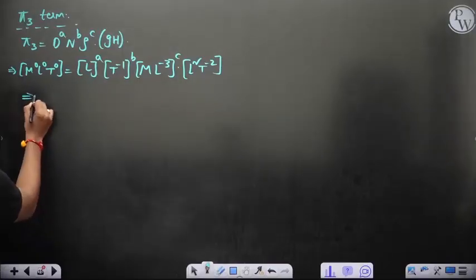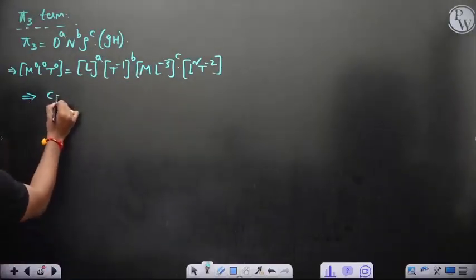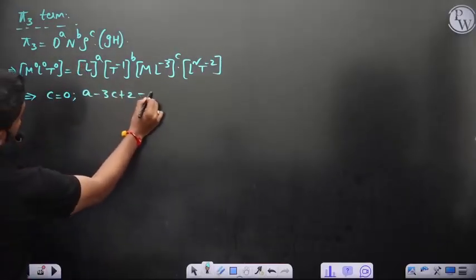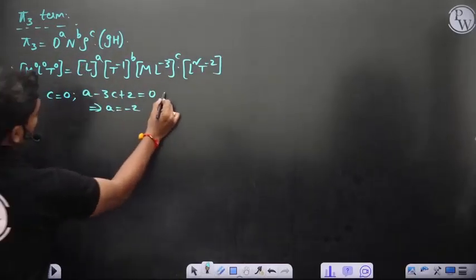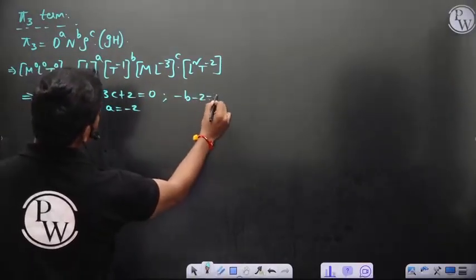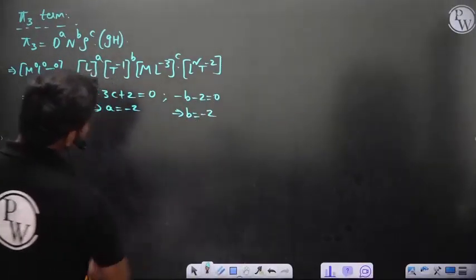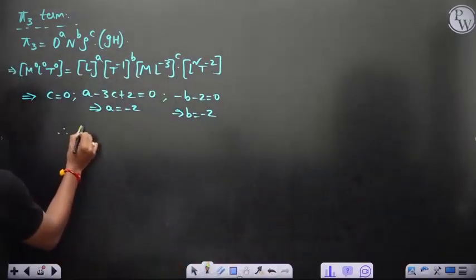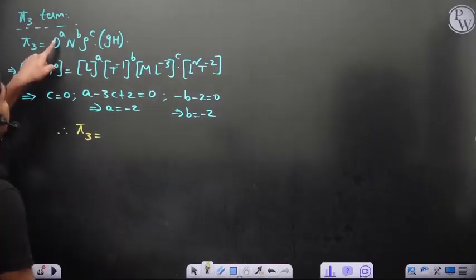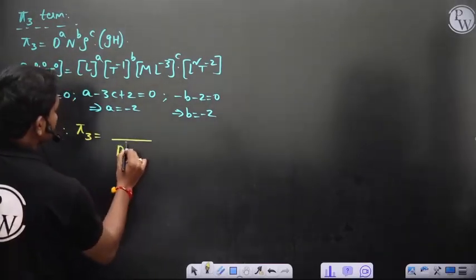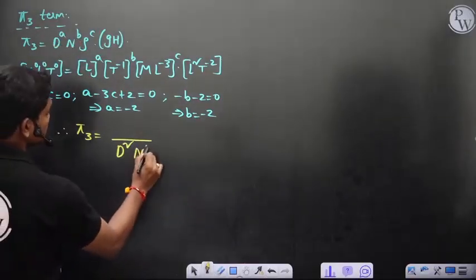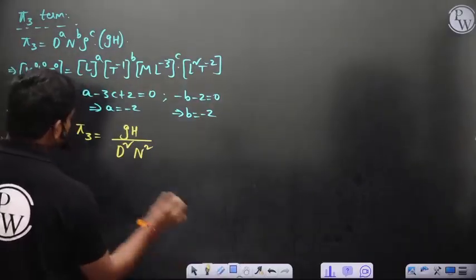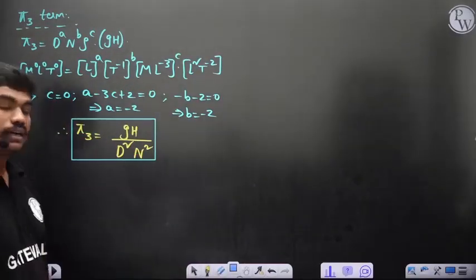Let's compare the things. Mass is only in this, so c is 0 again. Then length: a minus 3c plus 2 is equal to 0. So c is 0, so a is minus 2. And time: minus b minus 2 is equal to 0, so b is minus 2. That's it. Therefore the pi 3 term is equal to d power a, a is minus 2, so there is a d square in the denominator. N power b, b is also minus 2, so n square. C is 0, so there is nothing, gh. So gh by n square d square. So pi 3 is gh by d square n square.